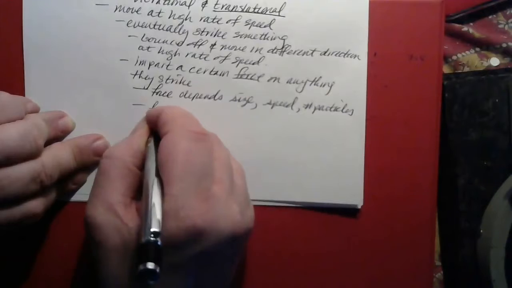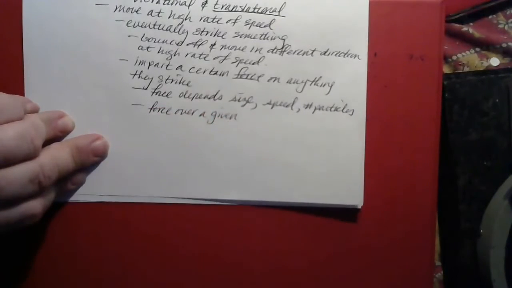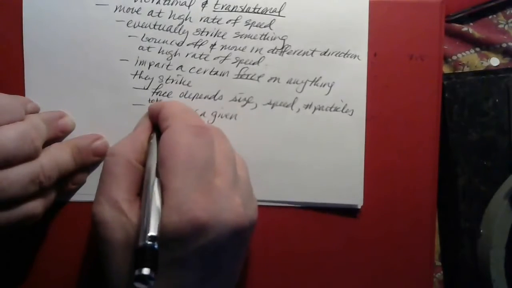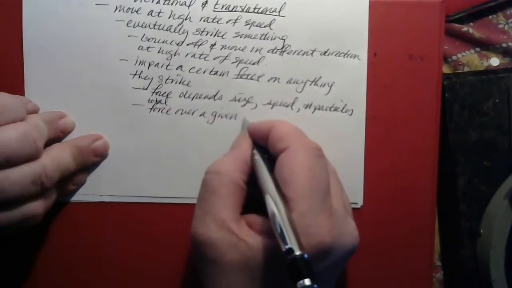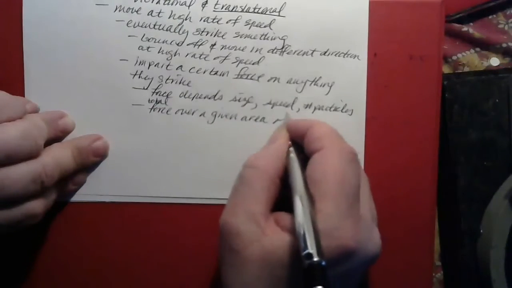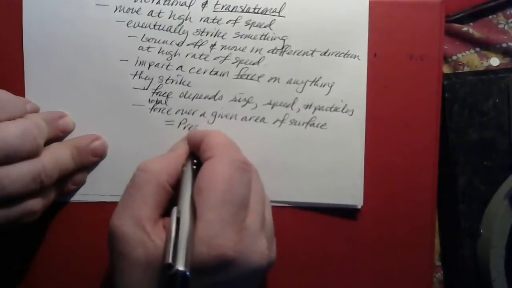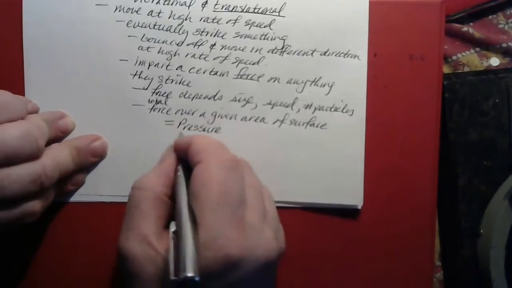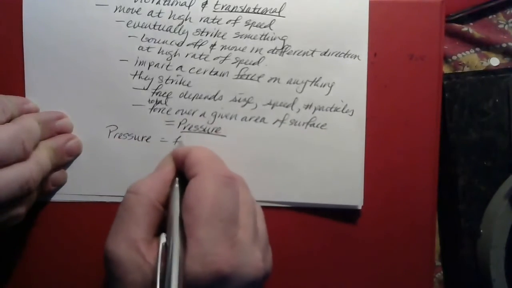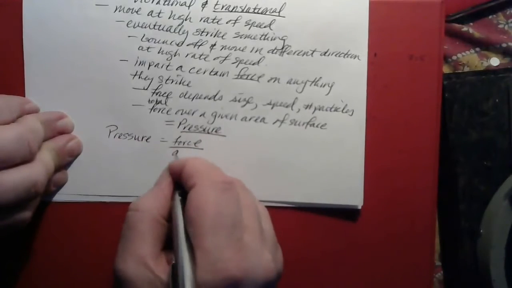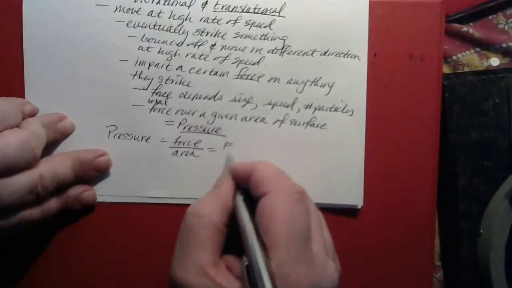Okay, and the total amount of force that's exerted by gas particles striking a surface over a given area of that surface is known as pressure. And so pressure is just the amount of force divided by the amount of area.